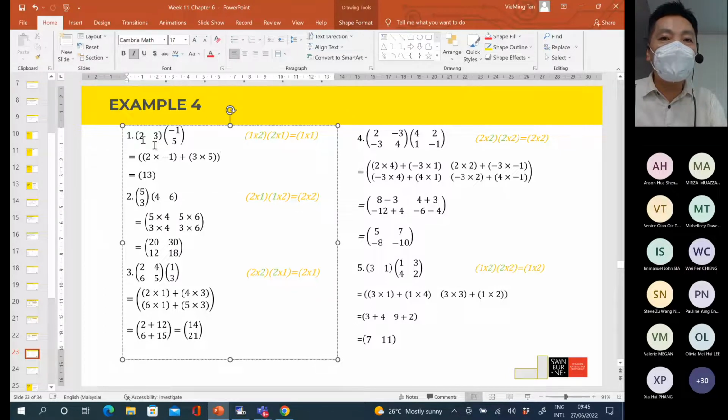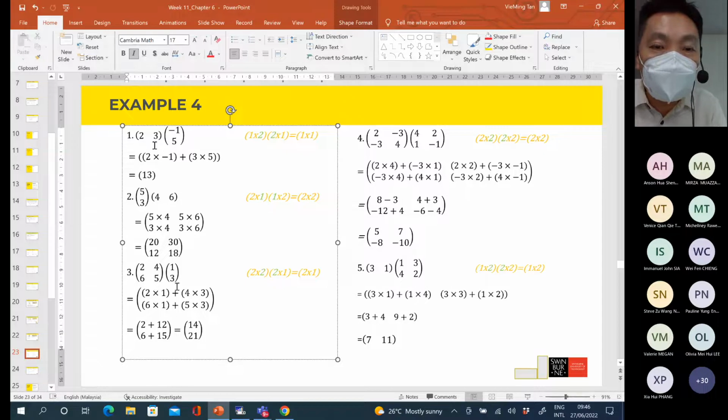So how to get the answer? The answer will be the first row of the front matrix multiply with the first column of the second matrix. So it's 2 multiply negative 1 plus 3 multiply 5. 2 multiply negative 1 is negative 2, plus 3 multiply 5 is 15. So you get 13. There's only 1 element in the final answer. Answer is 13. Try one more example here.